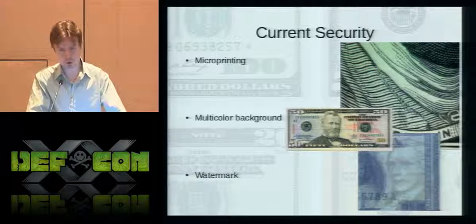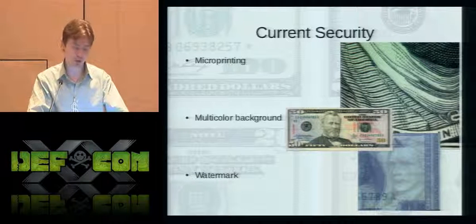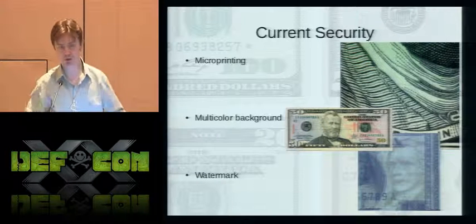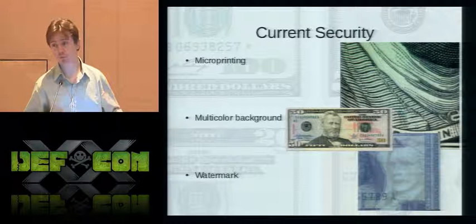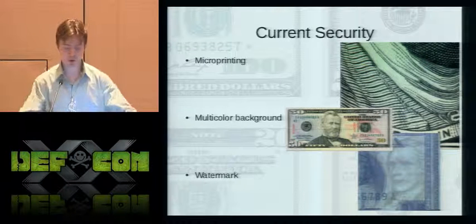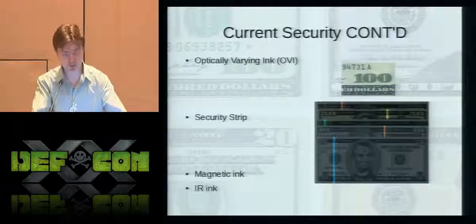Next is the watermark, which is visible in transmitted light, which is to say light transmitted through the bill, but not reflected light, which is light reflecting off the bill. This is a feature that can't be duplicated through scanning and printing.